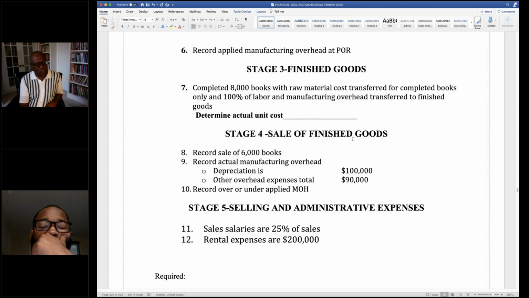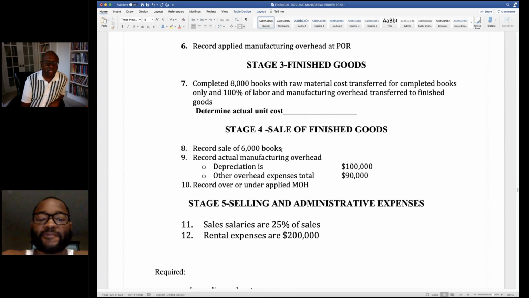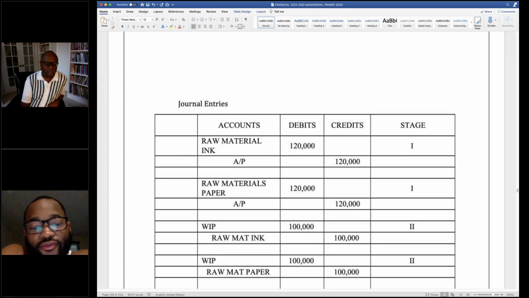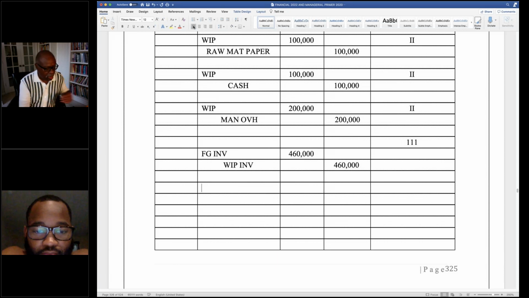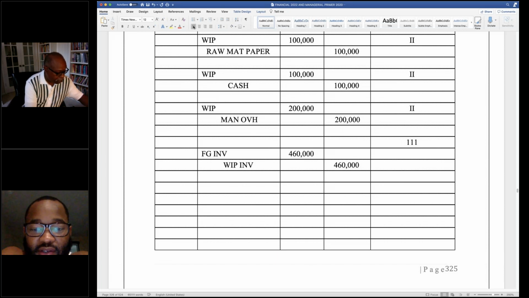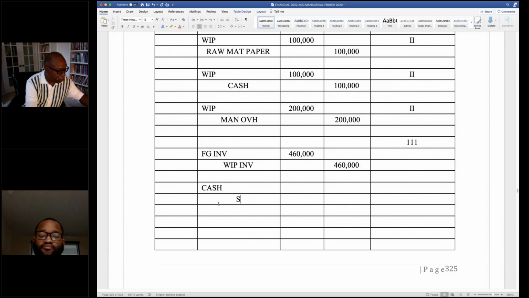Now we go to step 4, the 3 transactions. Sale of the finished goods. How many books did we sell? 6,000 books. We sold 6,000. We're going to debit cash. And what are we going to credit? Sales.